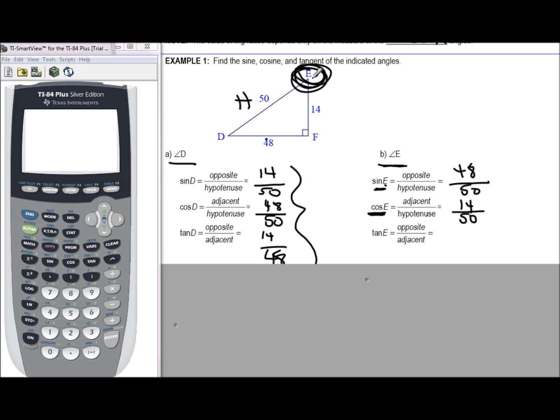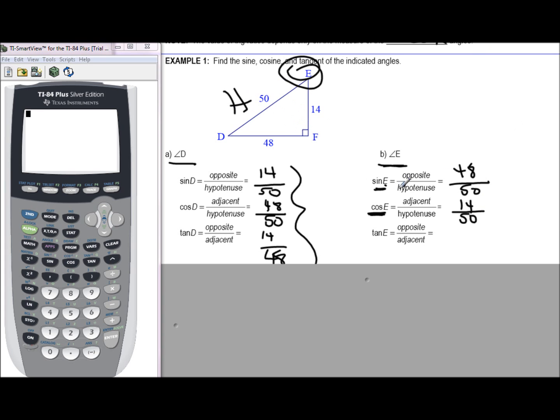So E being our reference angle, we want to find the cosine. Cosine equals the adjacent side. Adjacent means the side that is touching the angle but is not the hypotenuse, so that's 14. And then of course the hypotenuse, which we label because it's across from the right angle.